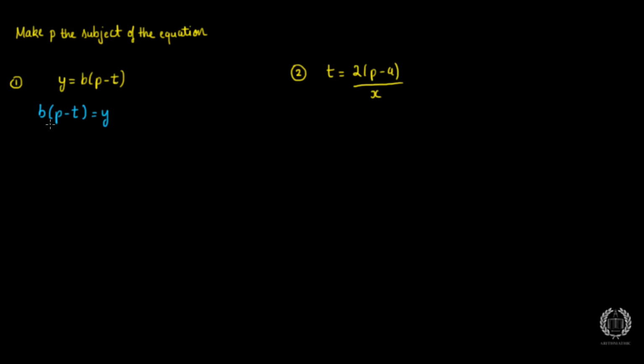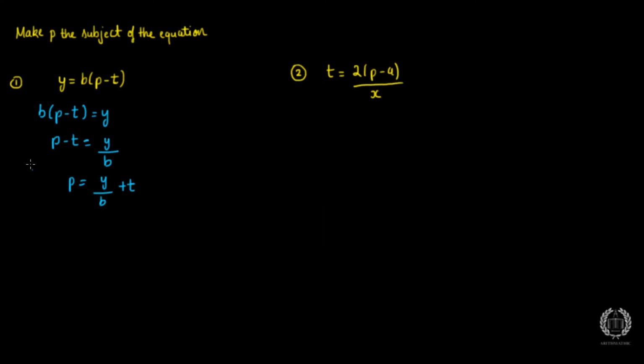Now, the first way is I'm going to move b to the other side. So I have p minus t is equal to, now if I move b to the other side, I'm dividing it. Because this is times, I'm going to do the opposite, so I'm going to divide by b. And because you want p the subject, you move minus t to the other side, and remember, whenever you move something from one side to the other, the sign changes, so it'll become plus t. So that is the answer. p is equal to y over b plus t, and that's it.